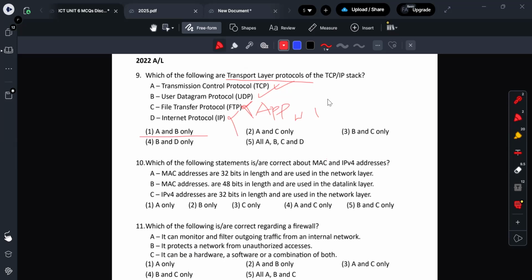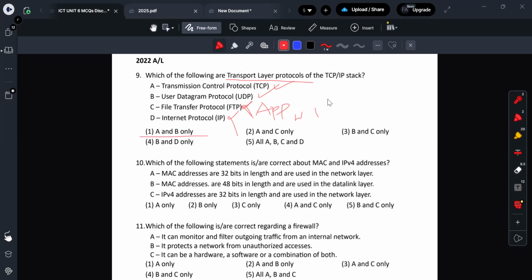So TCP is the core transport layer protocol. It provides reliable connection-oriented data delivery. UDP is also a core transport layer protocol. It provides fast, connectionless, and lightweight data delivery. Whereas FTP is used directly by software applications to transfer files. So it is in the application layer.